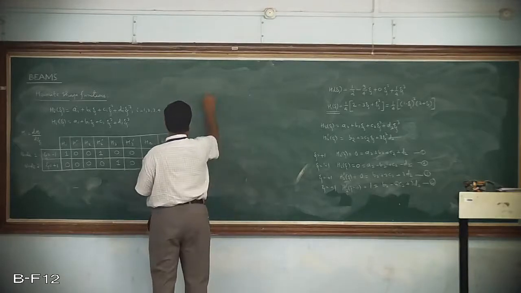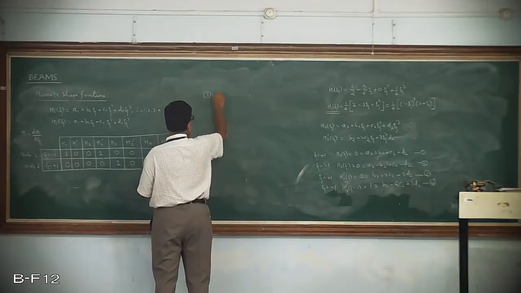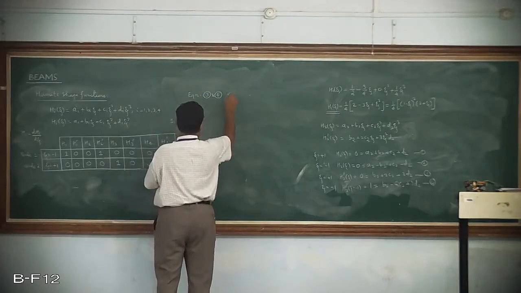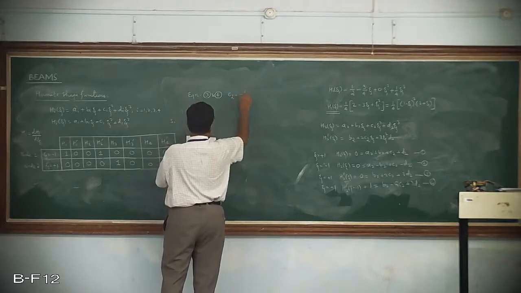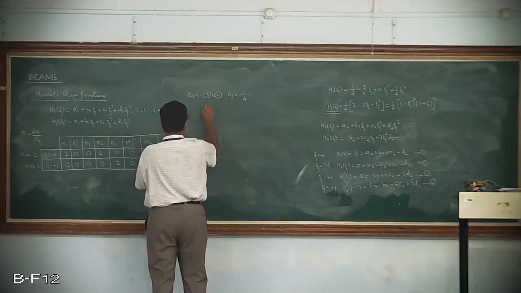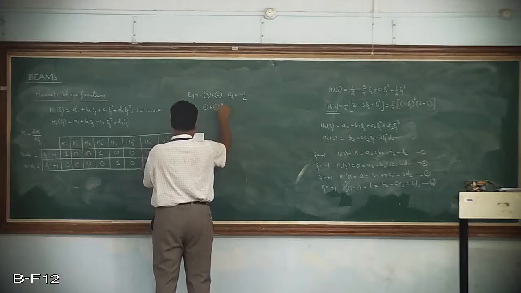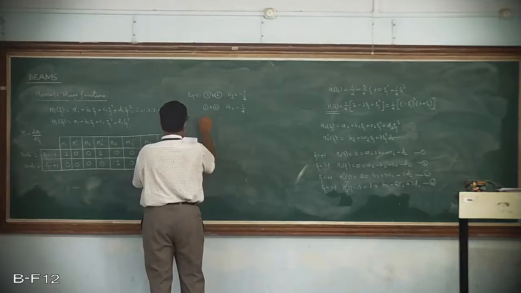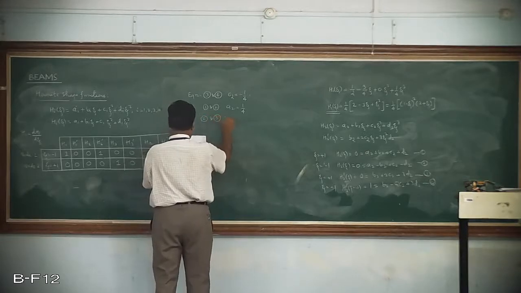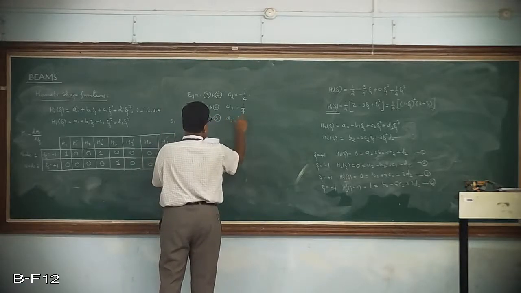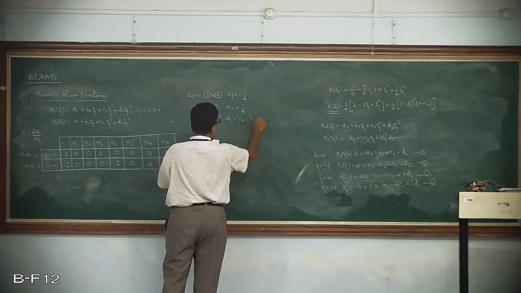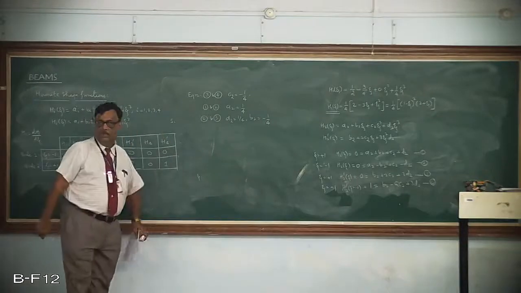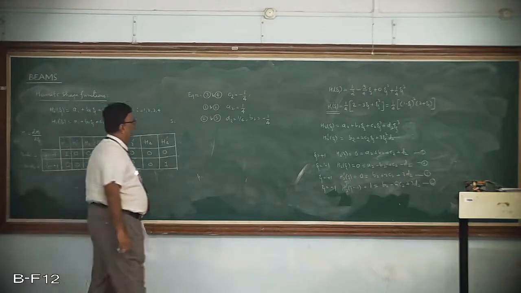In the similar manner, I will just show you. If you use equations 3 and 4, C2 is coming to be minus 1 by 4. If you use equations 1 and 2, you will get A2 equal to 1 by 4. And if you use equations 2 and 3, you will get D2 equal to 1 by 4, B2 equal to minus 1 by 4. You will get all this. So obviously, this will give you the complete picture about H2.